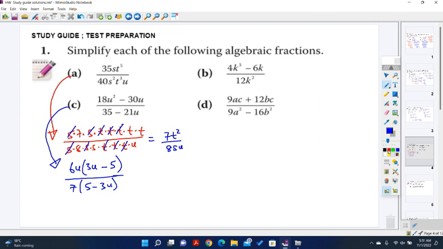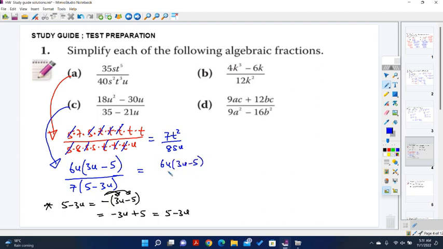Now, let me do a little bit of magic here, just for a second. So 5 minus 3u is actually the same thing as negative 3u minus 5. Why? Because if this negative is distributed inside, it will turn out to be negative 3u plus 5, which is just another way of writing 5 minus 3u. So I've just shown you here that 5 minus 3u can be written as negative of 3u minus 5. So instead of writing 5 minus 3u, I'm going to change this whole thing.